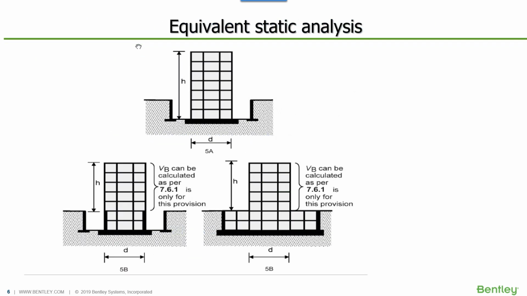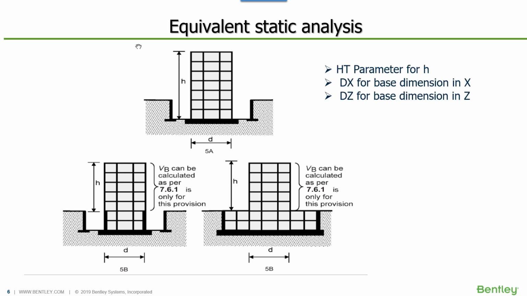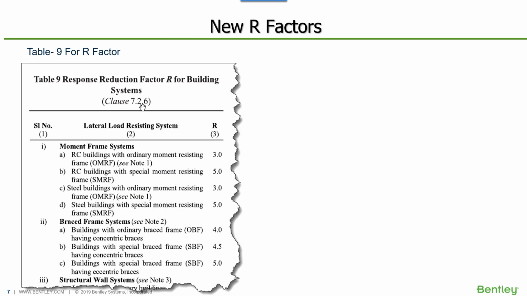And talking about the equivalent static analysis, we are here to discuss the base dimension and the height. And if you can see in the 3 figures, the height of the structure and the base dimension are dependent on the formation of the building or its location. And here we require some input from the users, because this is something that the program cannot understand, and that's why we have introduced 3 parameters: the HT parameter to be used for the height of the building, and for the base dimension in x and z direction, we have the DX and DZ parameters.